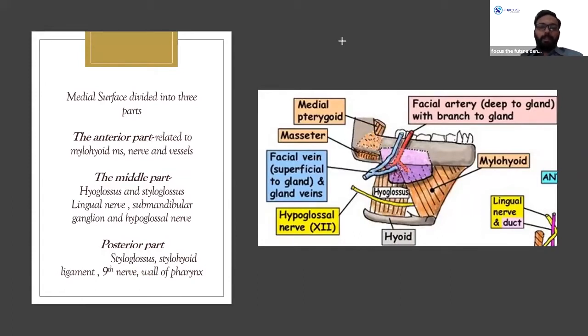So when you divide the medial surface into three parts, the anterior part will be related to the mylohyoid. The middle part will be related to the lingual nerve, submandibular ganglion, hypoglossal nerve, hyoglossus muscle, and styloglossus muscle. And the posterior part will be related to styloglossus, stylohyoid ligament, ninth nerve, and wall of pharynx. Okay.